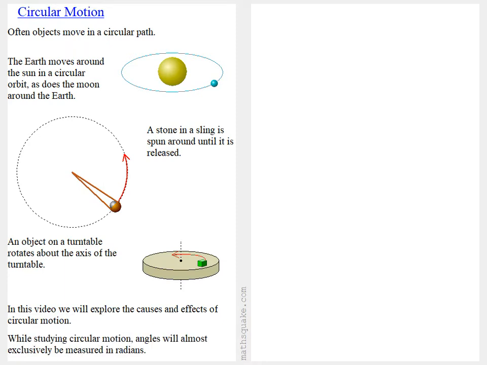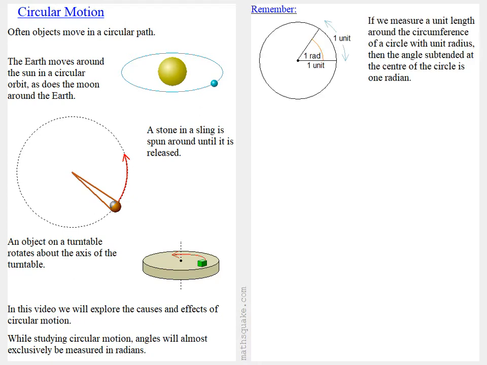But while studying circular motion, angles will almost exclusively be measured in radians. Let's just remember, if we measure a unit length around the circumference of a circle with unit radius, then the angle subtended at the centre of the circle is 1 radian. 1 radian is approximately equal to 57.3 degrees. In fact, 180 degrees is exactly equal to pi radians. The reason for doing this is we're going to use calculus quite a lot, and to differentiate we need to have all angles measured in radians.